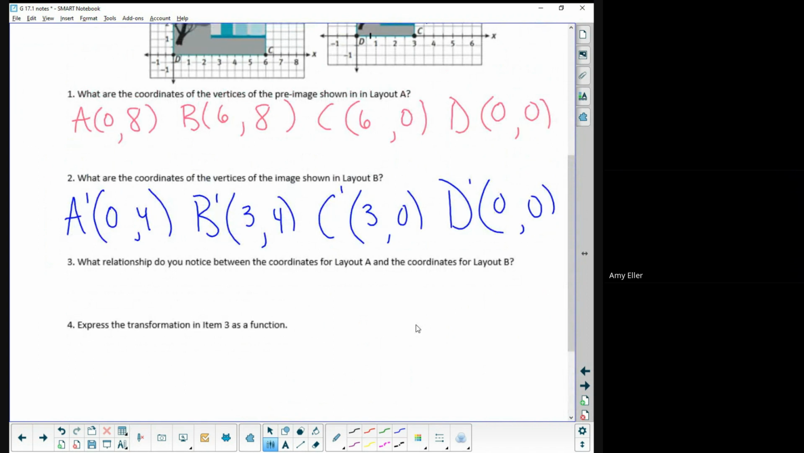Dilated, or got smaller by a half. That's true for every X, even 0. Half of 0 is still 0. Half, half, half. It worked every time.